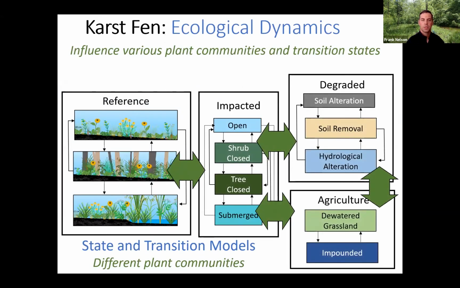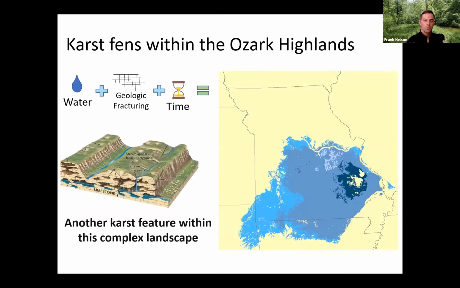And there's other states as well, such as impacted fens, degraded fens, and those that we find in agriculture. And we've highlighted the connections that degrade these sites, but then also hopefully highlighted some ways in which we can restore or conserve these into the future. And so hopefully that gives you a little bit of an idea of how karst fens fit within the Ozark Highlands and how they truly are perhaps another karst feature within this complex landscape.